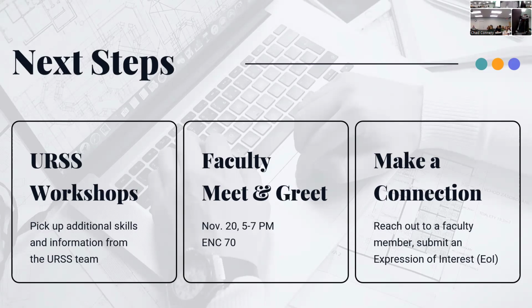And I mentioned the faculty meet and greet, so ENC 70 is the location. In engineering, depending on the interest, we can definitely try to go together or set up a group, because I know engineering can be a little bit confusing and hard to navigate at times. So definitely good to go as a team of people.